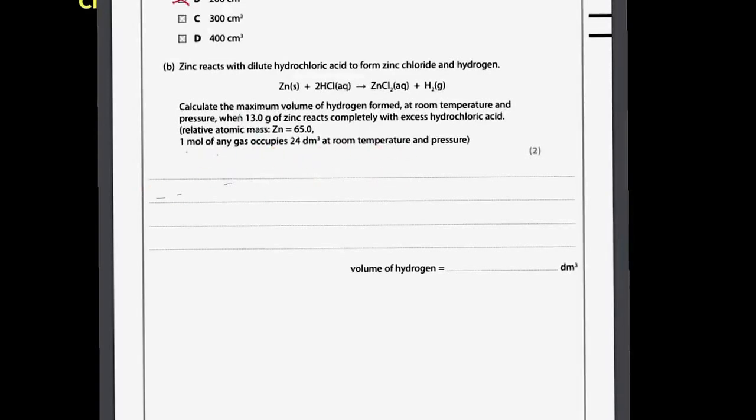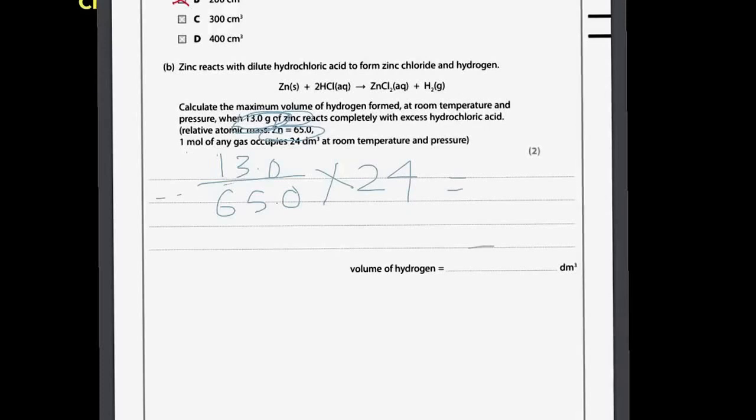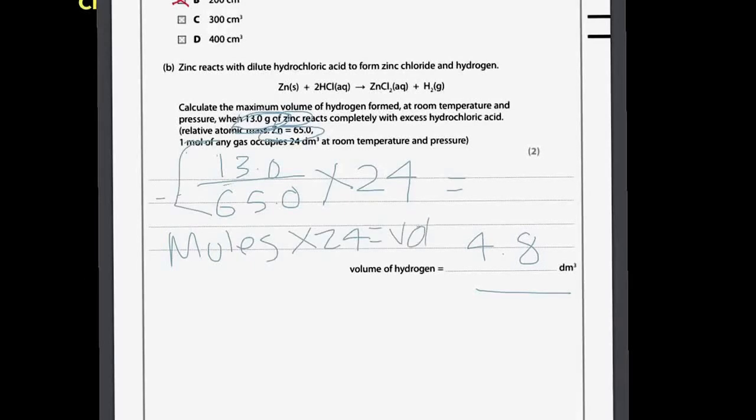So what we have to do is we do 13 divided by 65. This is the atomic mass, and then we have the grams that we need for the zinc. And when we get that, we times it by 24. Now if I quickly do this on the calculator, I get 4.8 dm cubed, and this is the answer. This is just simply, we worked out the moles, which is this, and then we times it by 24, and now we have the volume.